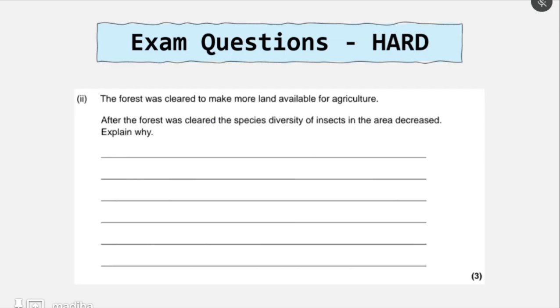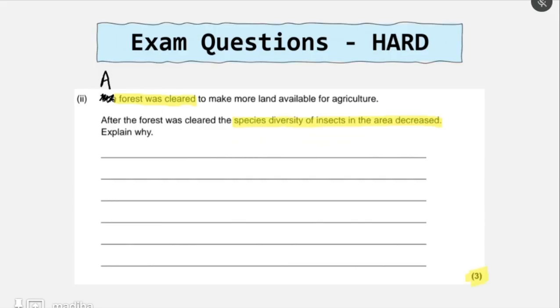Okay, ignore that it says that, I cut this off from a different question. It says: a forest was cleared to make more land available for agriculture. After the forest was cleared, the species diversity of insects decreased. Explain why. If we break down this question, a forest was cleared, okay? We spoke about this before, to make land available for agriculture. We literally just spoke about this. After it was cleared, the species diversity of insects in the area decreased. Explain why. And you can see it's 3 marks, so you want to be writing 3 different points.